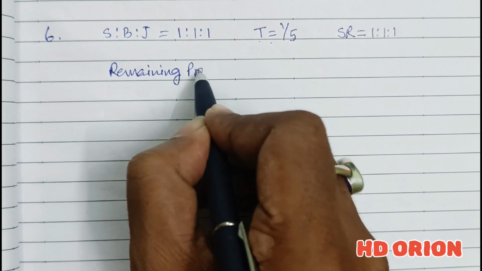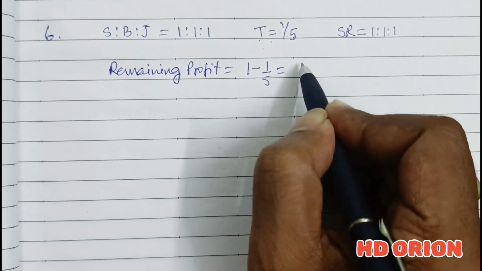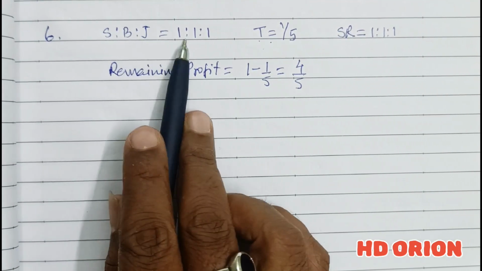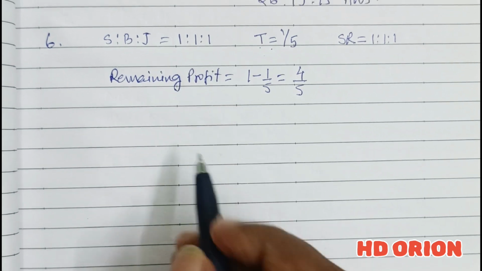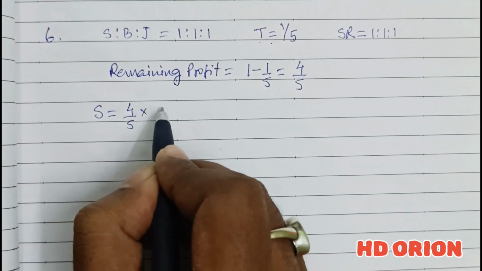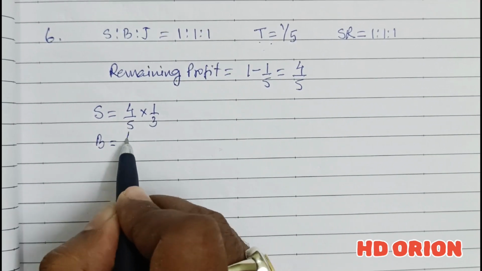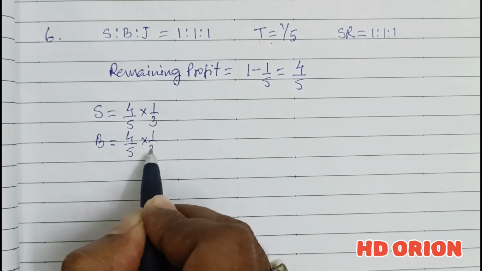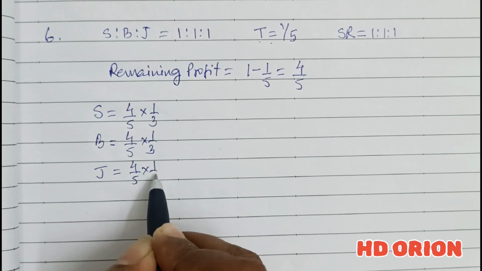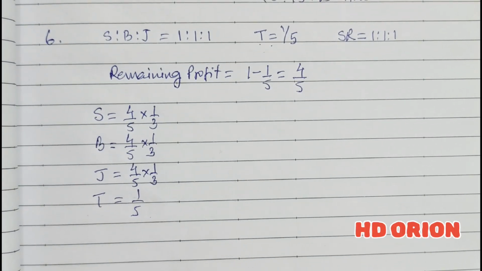Remaining profit for the old partners is 1 minus 1 by 5, which is equal to 4 by 5. When you break this 4 by 5 in the ratio 1:1:1, how much will S get? S is equal to 4 by 5 into 1 by 3. Then B will also get the same, 4 by 5 into 1 by 3. And J will also get 4 by 5 into 1 by 3. And we know that T is equal to 1 by 5.